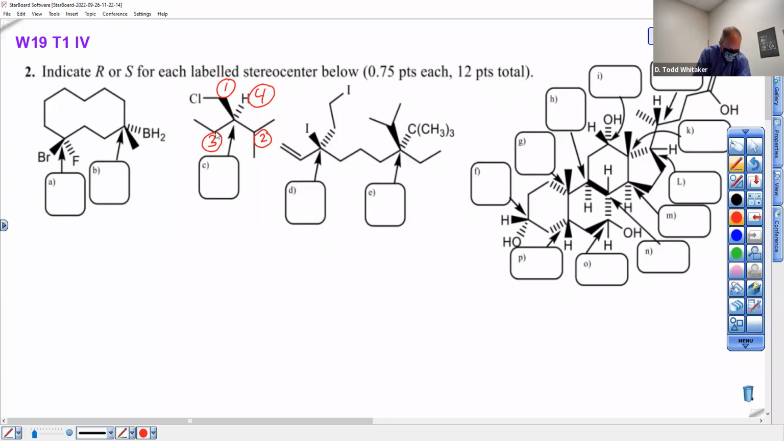And hey, the number 4 is already on a dash, so I'm allowed to connect 1, 2, 3. The answer is R because it's clockwise.